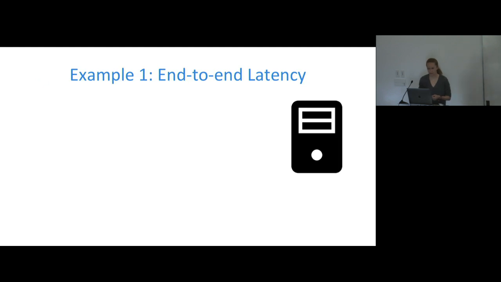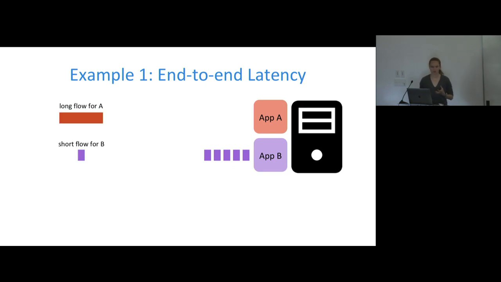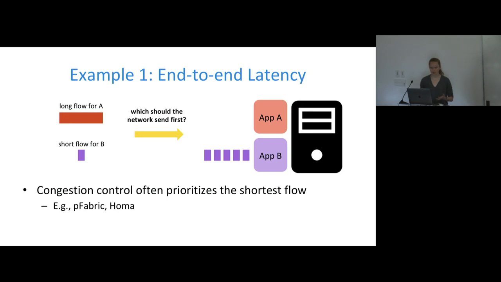In our first example, suppose we have two applications running on a server. Application A doesn't have any requests waiting to be handled, and application B has a long queue of waiting requests. Now suppose we have some incoming traffic for the server, a long flow for A and a short flow for B. Which of these flows should the network decide to send first? With a lot of existing congestion control protocols, they would choose to prioritize the short flow. So the flow for B would get sent and end up waiting in this long queue at B.